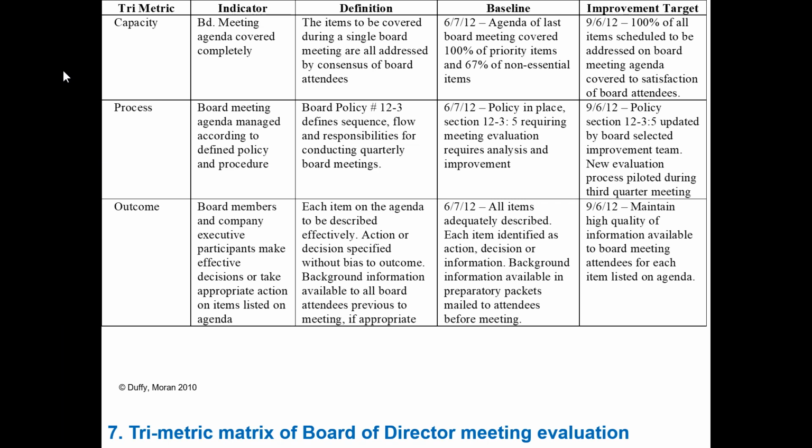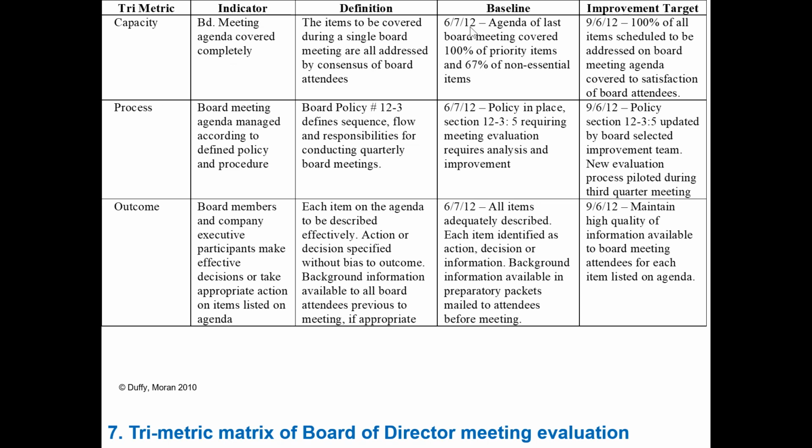I live in Florida. But really, the capacity, process, and outcome are the 3 kinds of measures that you want to make sure your process approaches. So we have the trimetric, and capacity was an indicator of the capacity of this particular board meeting. Okay, this example is we covered the agenda completely. What is the definition of that indicator? Items to be covered during a single board meeting are all addressed by consensus of the board. Again, your team has identified and defined what that indicator means. What is our baseline?